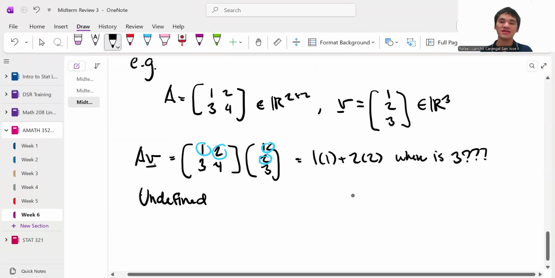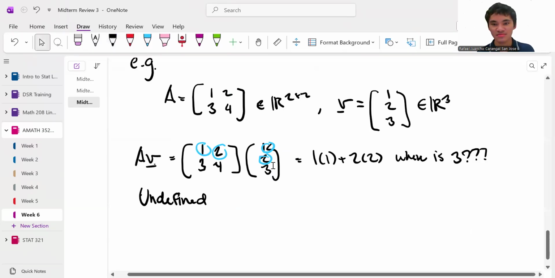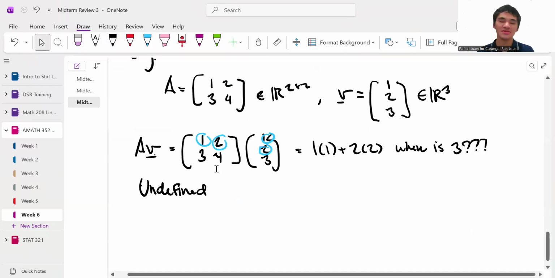So what I'm saying is that the number of columns of what we're multiplying should be equal to the number of rows. And this is the same, I'm going to say it already, when we're given two matrices that we want to multiply together. Okay?